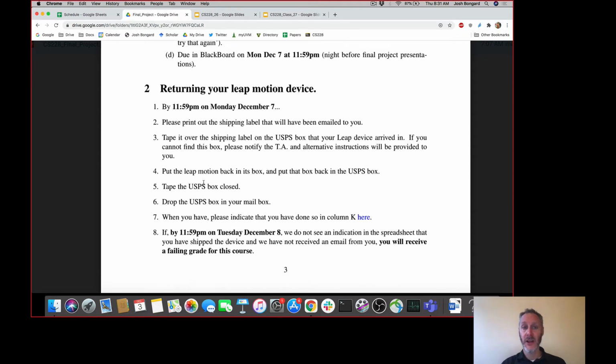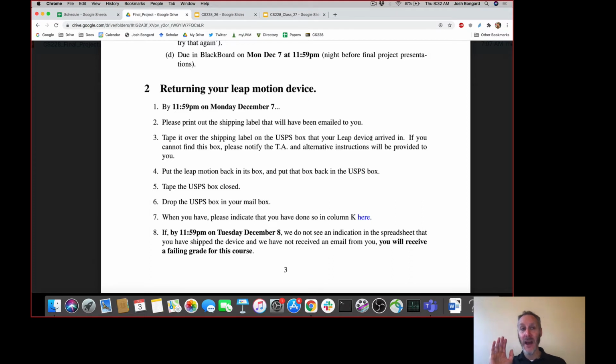This has to do with the logistics about returning your Leap Motion device. We have 60 of them that have been mailed out to all of you. We need to collect all of those back for next year's students. So one part of your homework for next week is to return the Leap Motion device to us. Here are the instructions for doing so. By midnight next Monday, you will be printing out a shipping label that will be mailed to you. I will email each and every one of you with a shipping label as a PDF. Print it out, tape it over the shipping label on the USPS box that your Leap Motion device arrived in.